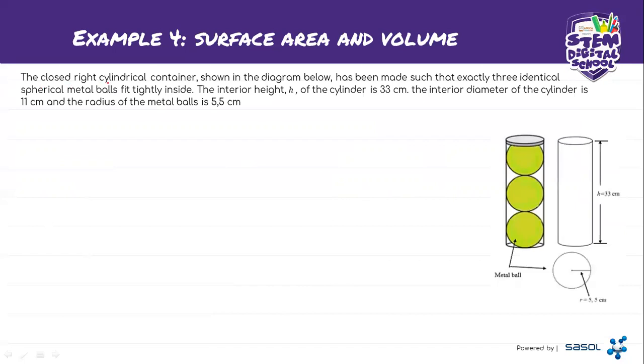The closed right cylindrical container shown in the diagram below has been made such that exactly 3 identical spherical metal balls fit tightly inside. The entire height of the cylinder is 33 centimeter, the interior diameter of the cylinder is 11 centimeter, and the radius of the metal ball is 5.5 centimeter.